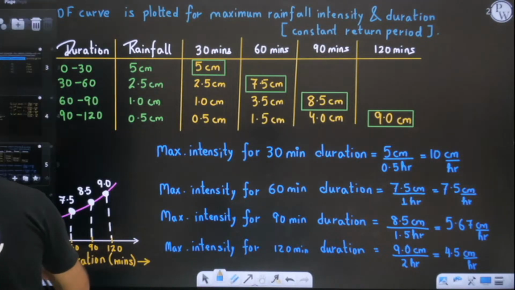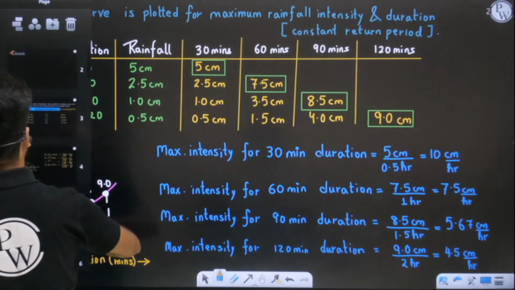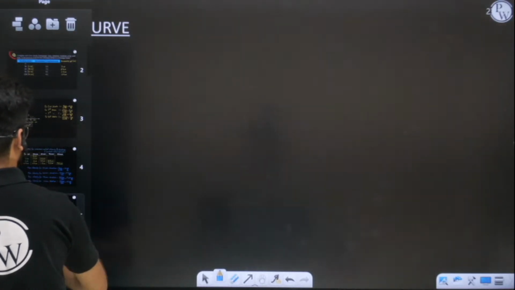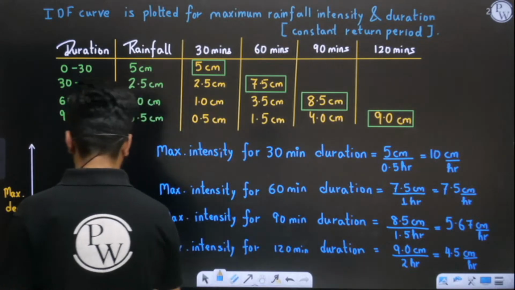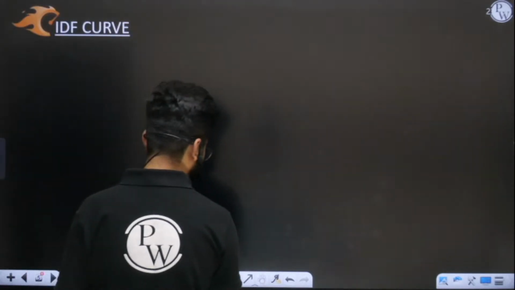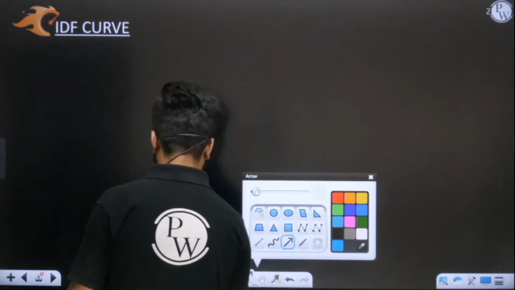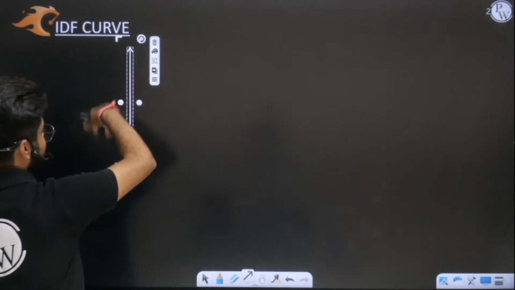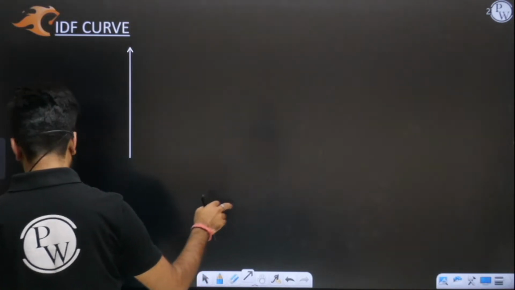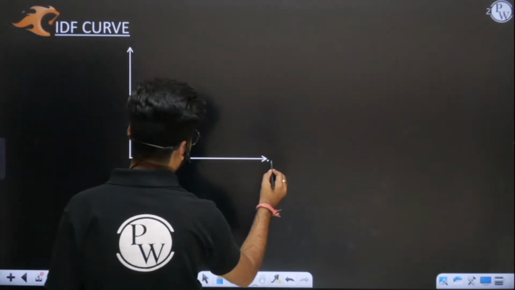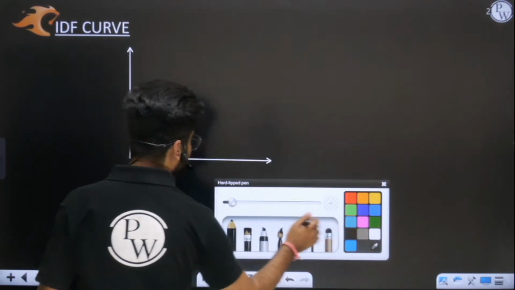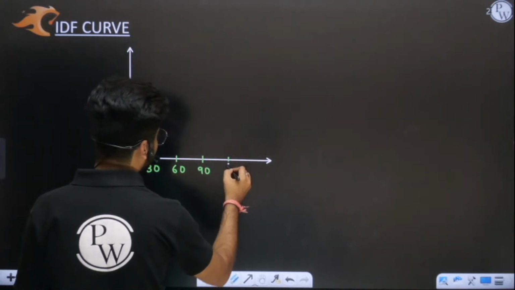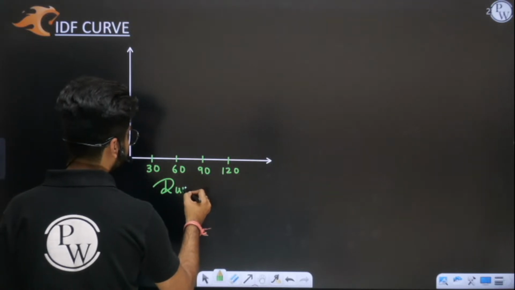Okay, let me see if page is left here. If not, we will carry one of them. So now we will plot 10, 7.5, 5.67 and 4.5. Let me draw here. This will be our maximum intensity duration graph. Here on the y-axis we have maximum intensity. On the x-axis we have time duration, and that too in minutes. So we will write the duration here: 30, 60, 90, 120. Duration will be in minutes.